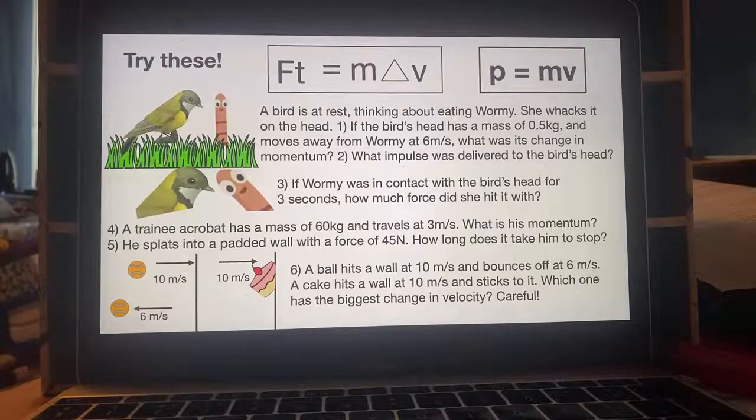A bird is at rest, thinking about eating wormy. Gasp! We never use wormy in worksheets anymore. We need to. Wormy is the Theatre of Science mascot. So there's this bird at rest, thinking about eating wormy. So wormy basically whacks it on the head.